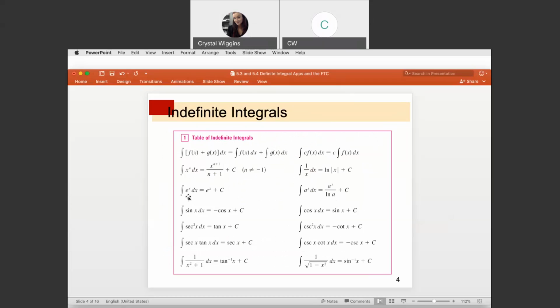We love the exponential function because the antiderivative of e to the x is e to the x. Yay! The antiderivative of sine, and so if we think about it, when we take the derivative of cosine, we get negative sine. So if we're taking the antiderivative of positive sine, it must have been negative cosine, and so on.